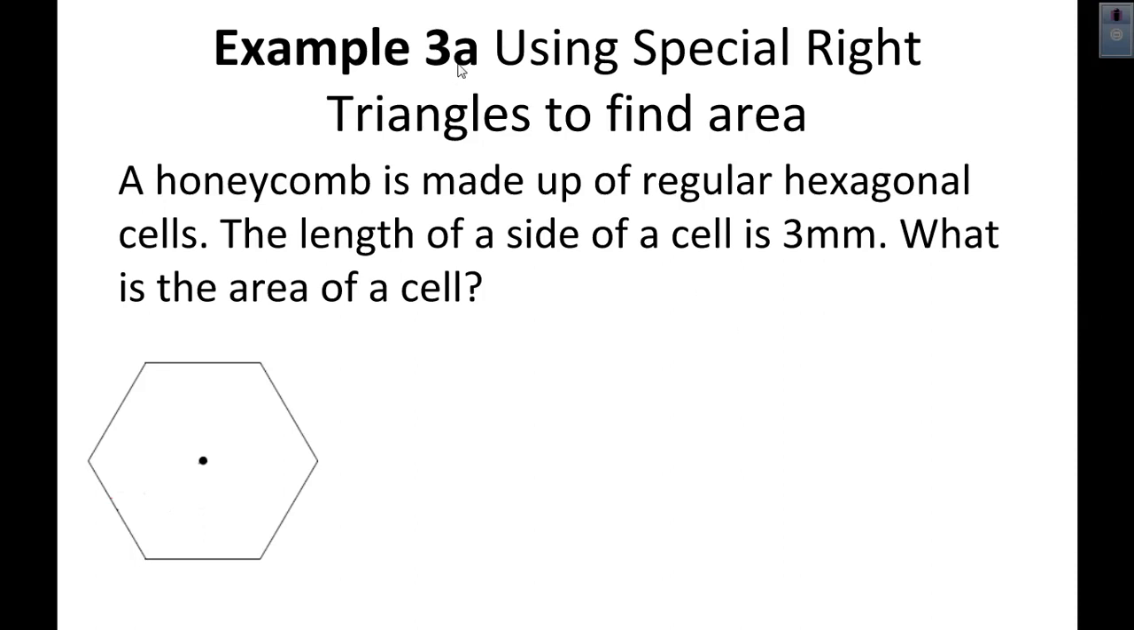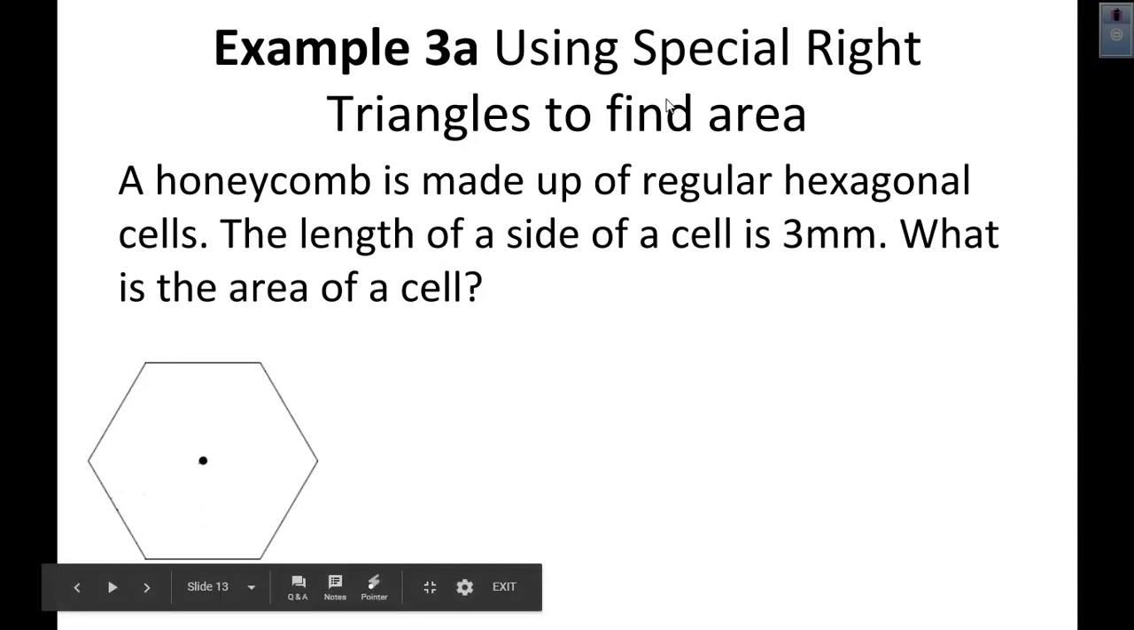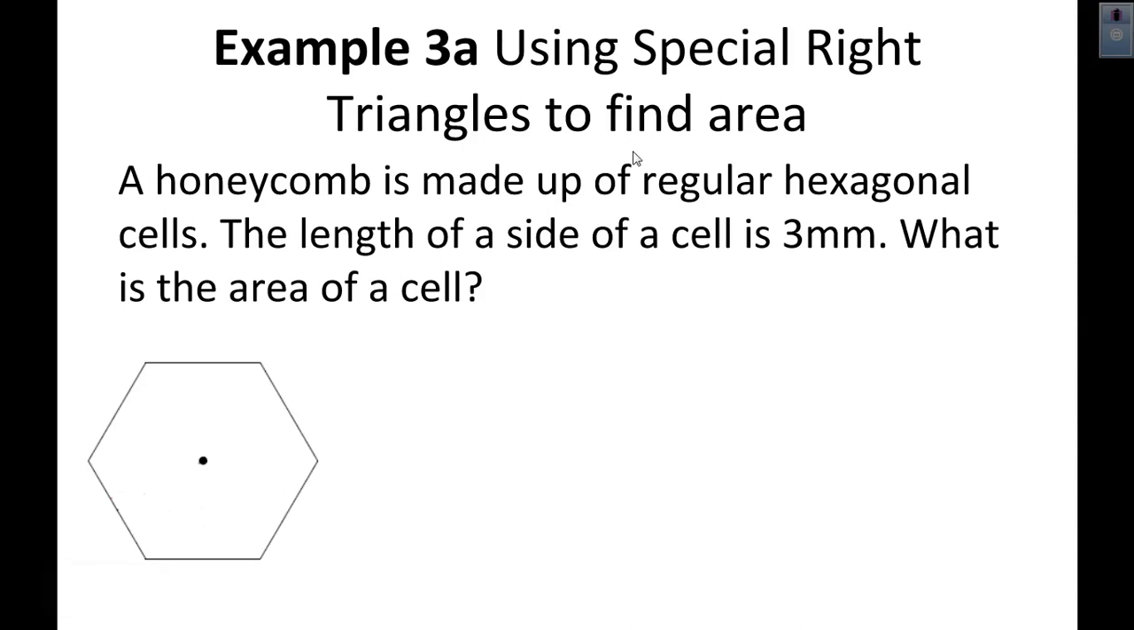All right, so now let's go back and look at finding the area of a regular polygon using special right triangles. Honeycomb is made up of regular hexagonal cells. The length of a side of a cell is 3 millimeters. What is the area of the cell?